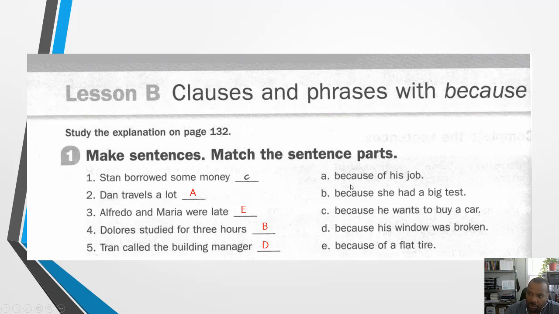So remember, just keep practicing the use of because and because of. All right, they can be a little confusing, but we're going to keep practicing and keep going in our book. All right. So let's continue on.